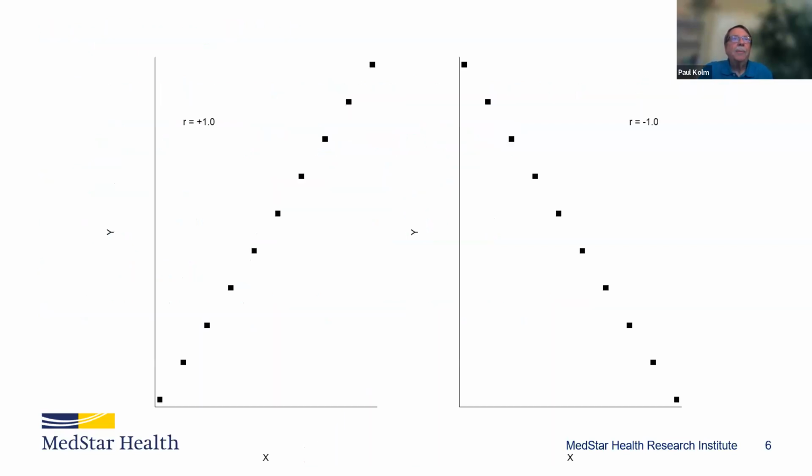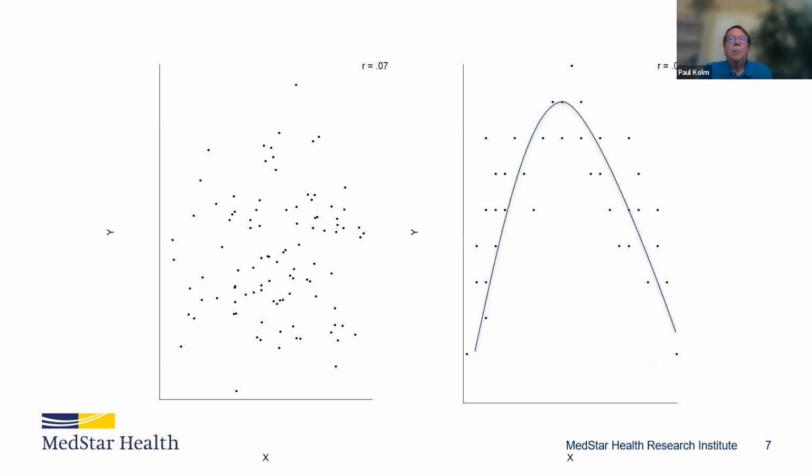And so here's an example where we have a perfect positive correlation, and then on the right, a perfectly negative correlation, where as the X variable is increasing, the Y variable is decreasing.